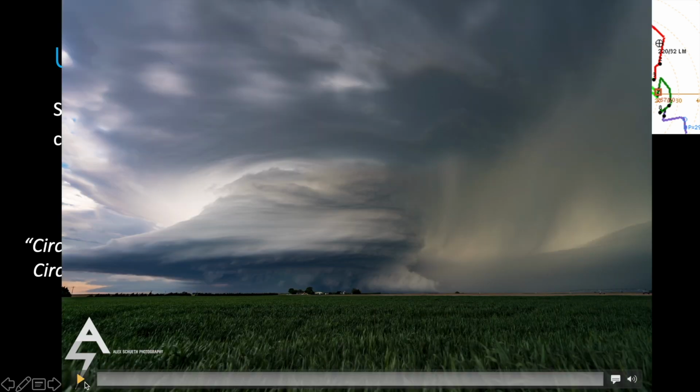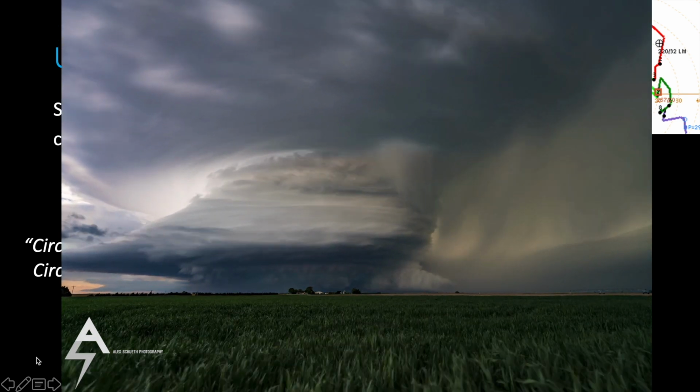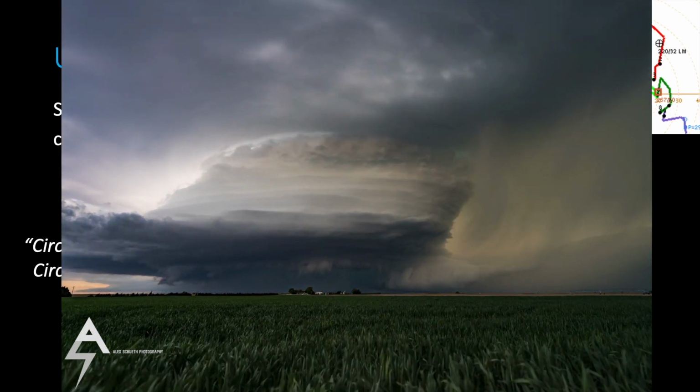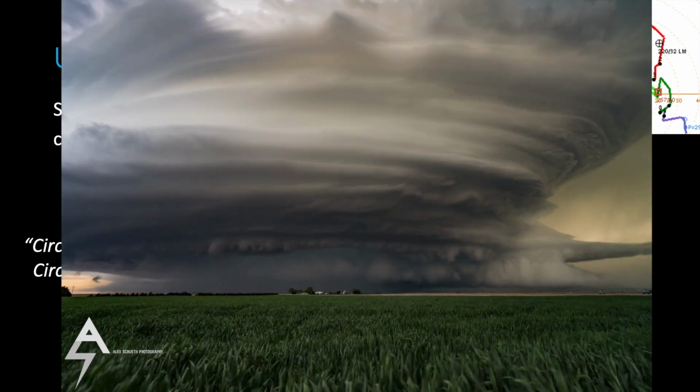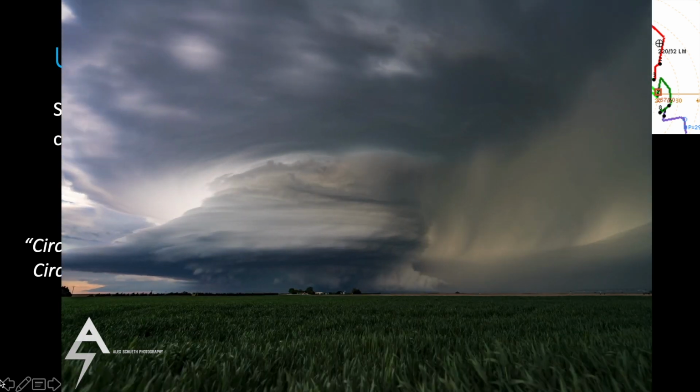Here is just a spectacular time lapse by Alex Schueth of the infamous Imperial, Nebraska supercell. I could just sit here and watch this for days, and I'm going to repeat this for y'all because it was just a spectacle of an event.